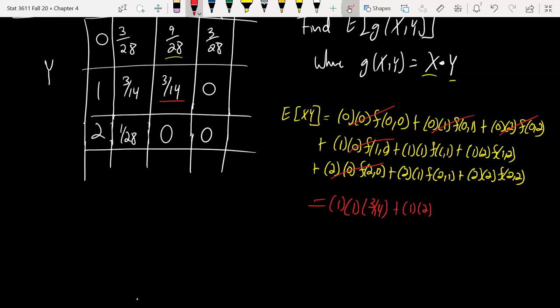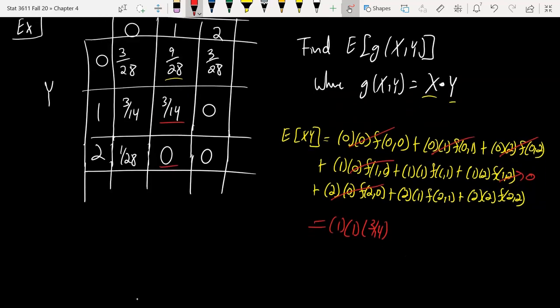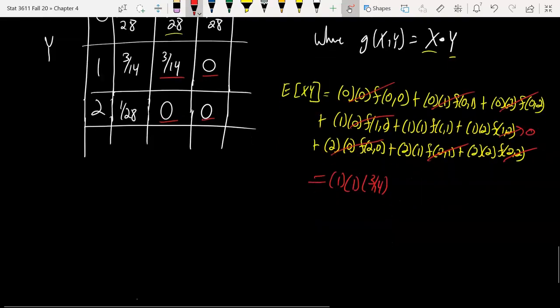What is f of 1, 2? Well, f of 1, 2 is 0. Actually, look at that. So that's actually just going to 0 out as well. So I don't need that because that is 0. What about 2, 1? F of 2, 1, that's 0 as well. So that's gone. And then 2, 2 is 0 as well. So that's gone as well. So really, all of this computation boiled down to just this. 3/14. Kind of nice.